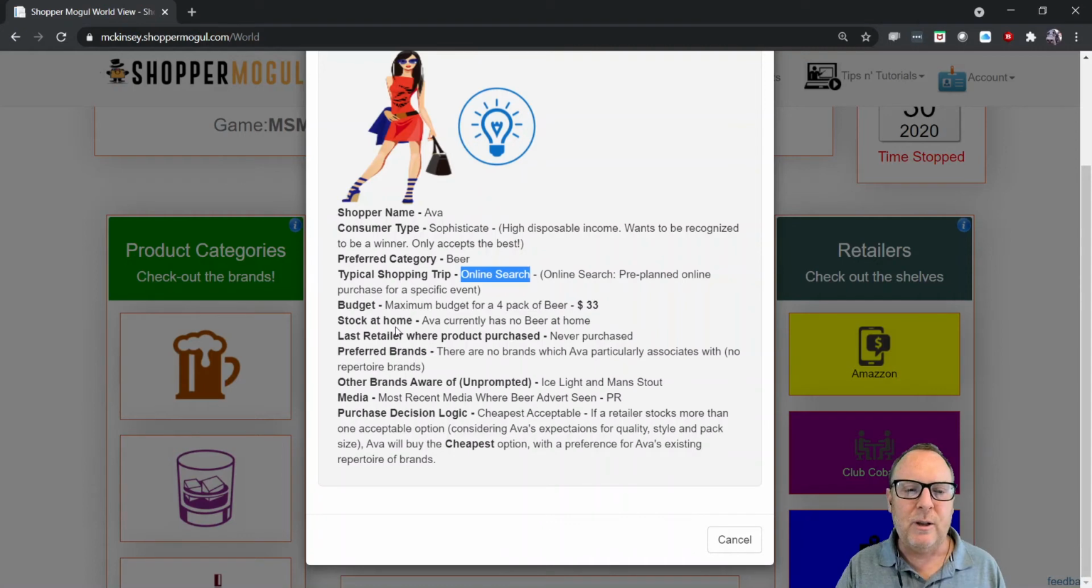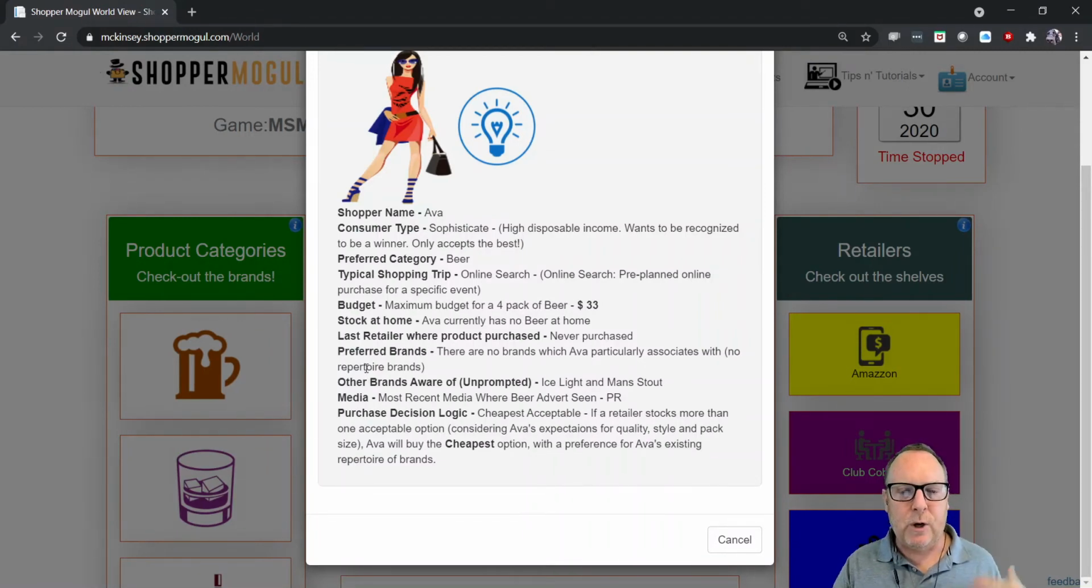So at the moment, Ava has no beer and in fact has never purchased any beer, which is presumably because at the start of the game there aren't actually any products in the market which appeal to somebody like Ava. So instantly we've identified that there is some white space in the market here. Here's a consumer who would like something if we made something that appealed to her.